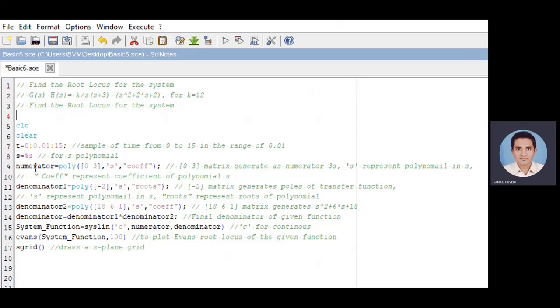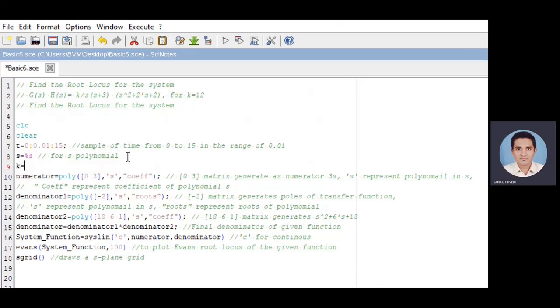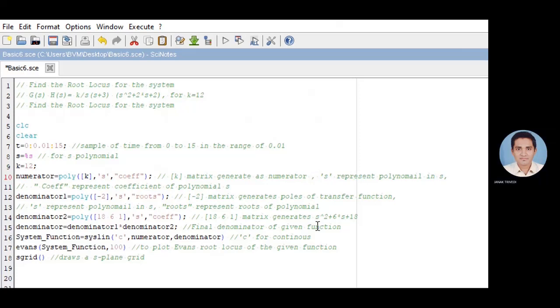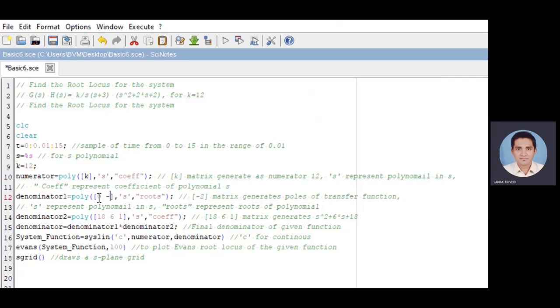Here, s is the range as polynomial. Now the numerator, k equal to 12. So I use the first method that I've defined here, k that is equal to 12. Then I just type k here, then the coefficient, then k matrix generates the numerator as 12. Then s represents the polynomial in s, coefficient represents the coefficient of the polynomial. Then in the denominator, first polynomial 0 and -3, so 0 and -3 as roots. So 0, -3 represent or generate the poles of the transfer function at s equal to 0 and s equal to -3. s represents the polynomial s, and roots represent the roots of the polynomial. Then the final is s square plus 2s plus 2.